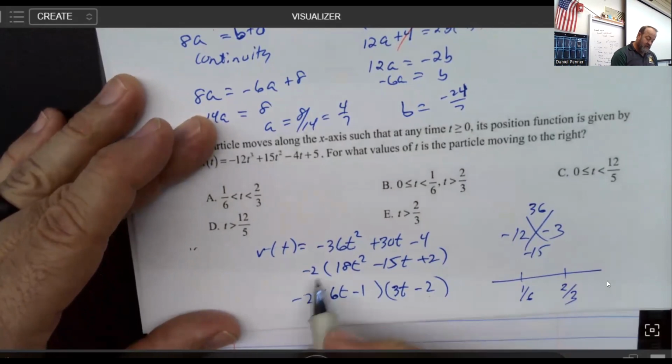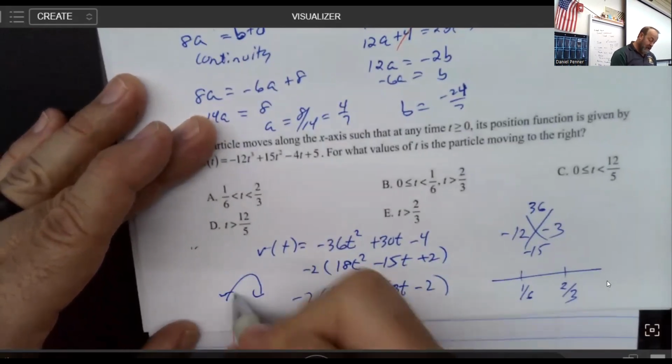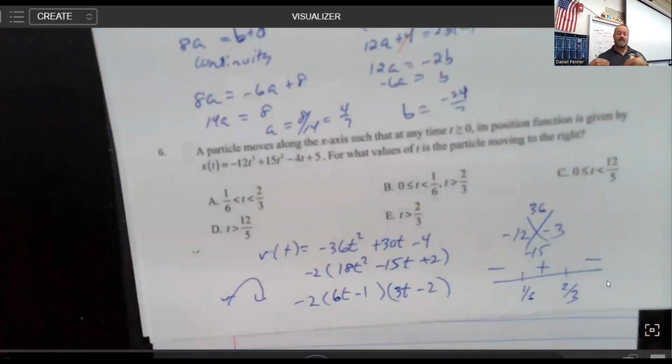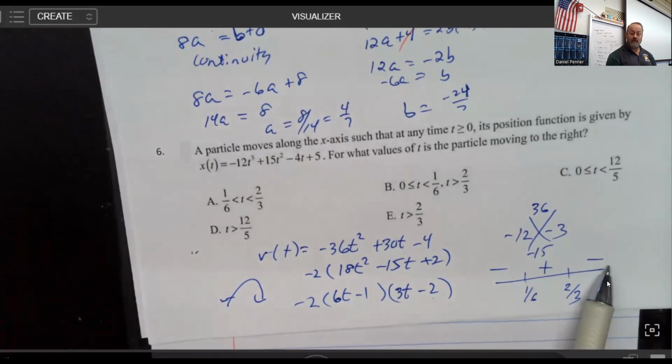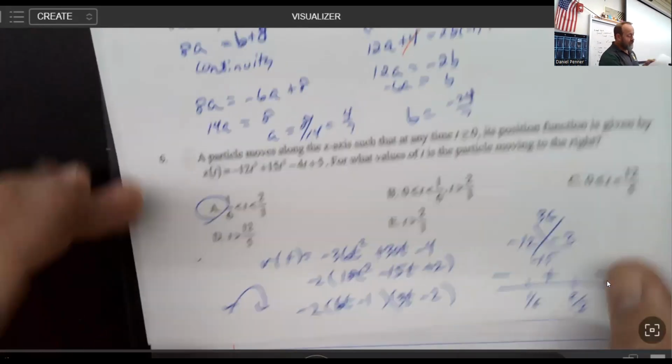It is a down-sloping parabola, which means it should have this kind of shape, meaning it's up in the middle but down on the two sides. But that's what the parabola would look like. The interpretation, if this is the velocity, is it's going backwards or left, forwards or right, and then backwards or left. So the only place that is strictly moving to the right would be the value between 1/6 and 2/3. Okay, cool, got it.